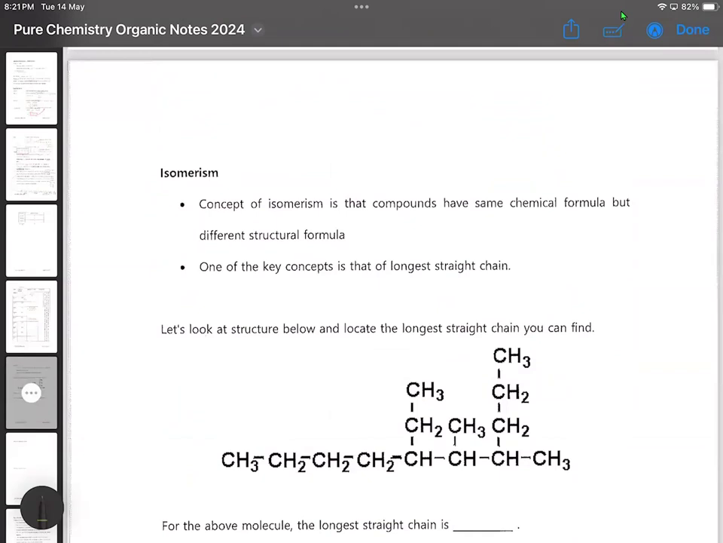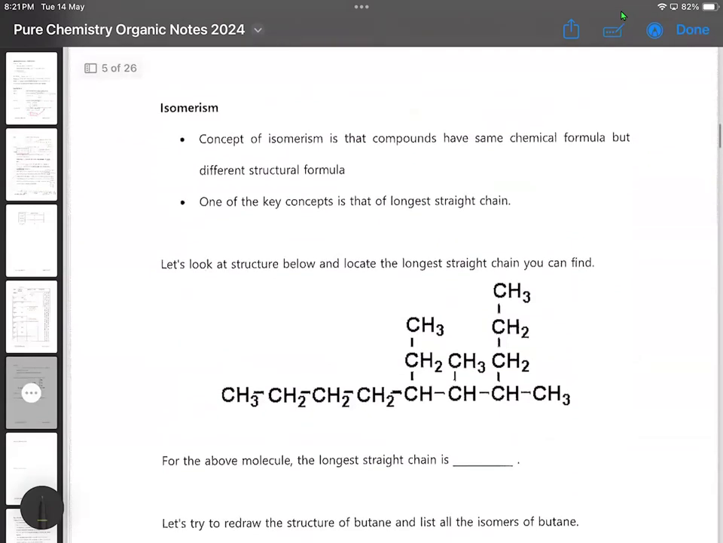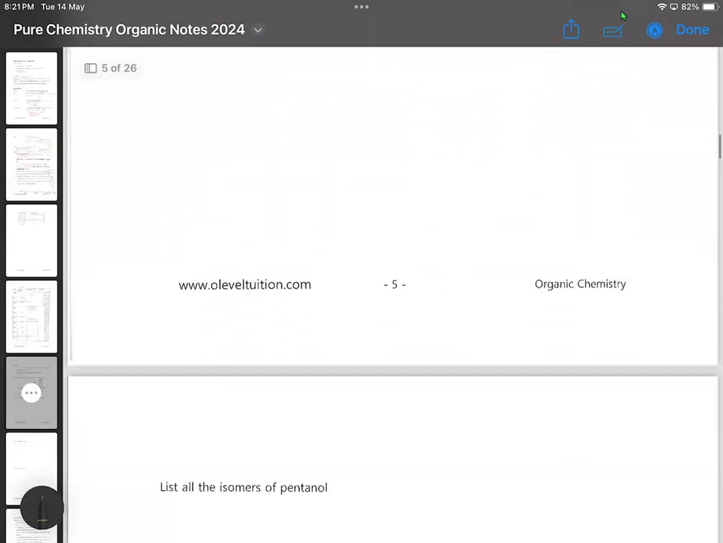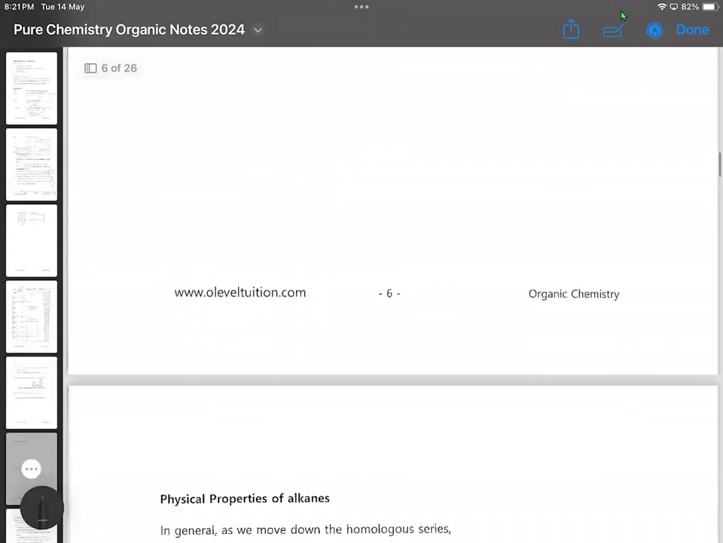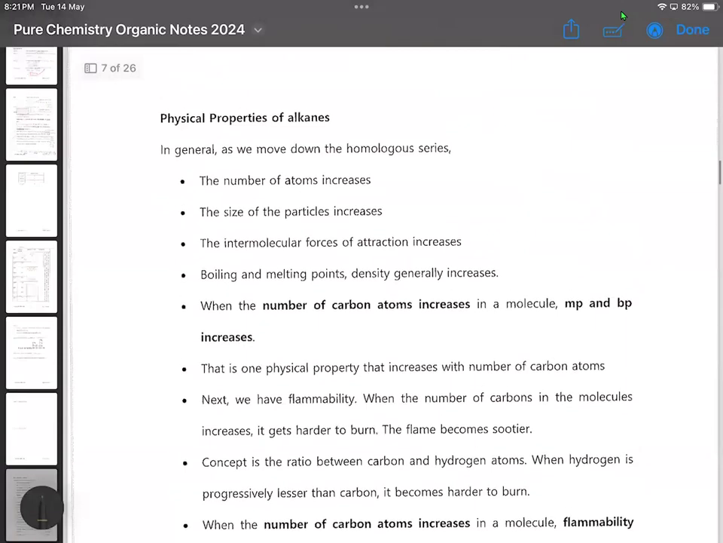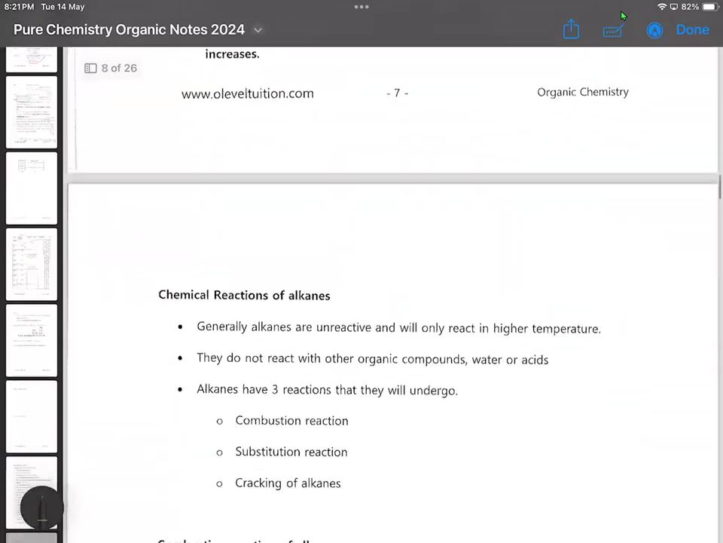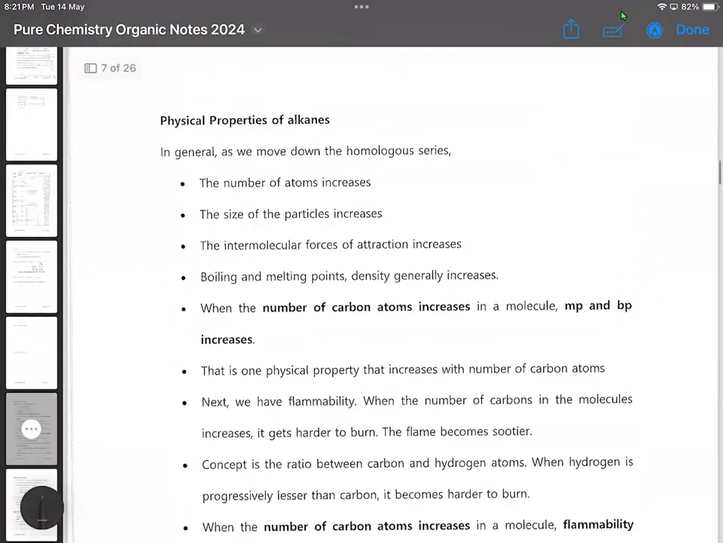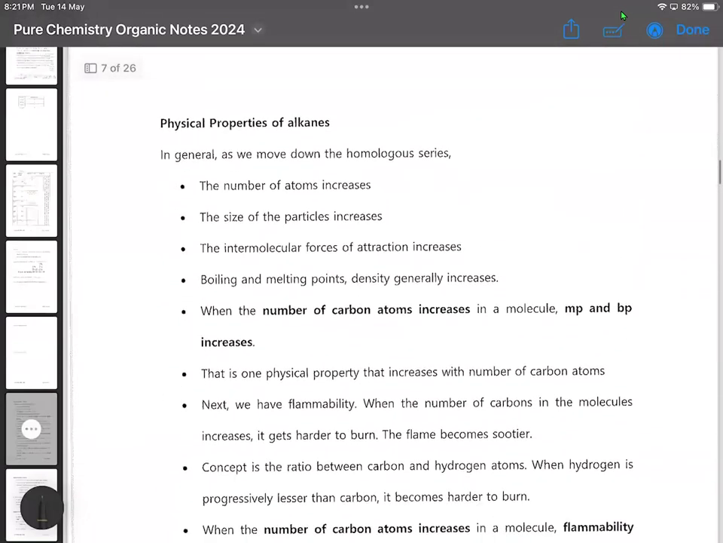Today is the first day for organic, so I'm not going to do isomerism today. It will be a bit overwhelming. So we'll skip isomerism for today, and we look at some of the easy things like properties and reactions. Get you all started a bit on this. All right, let's take a look at physical properties.